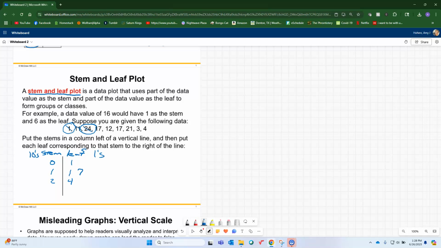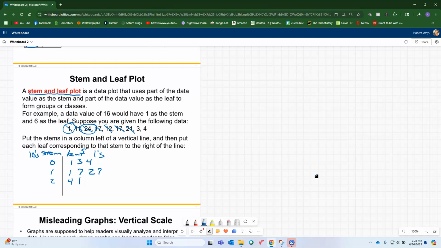So I've done this one, this one, this one, this one. We have 12, so 1, 2. We have another 17, so another 7 in the one row. 21 in the 2 row. 3 and 4 would be in the 0 row because it's 0, 3 and 0, 4. So 3 and 4.